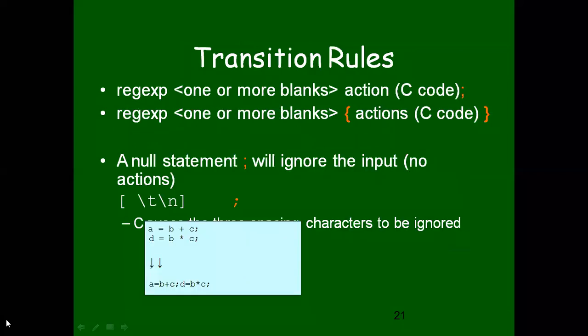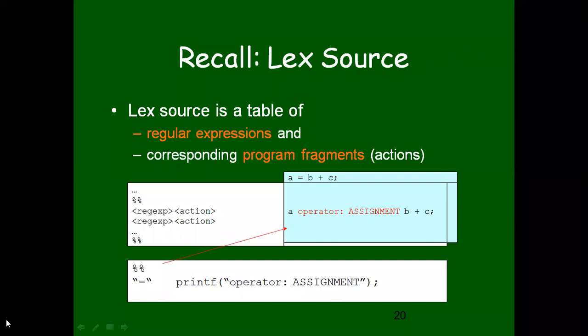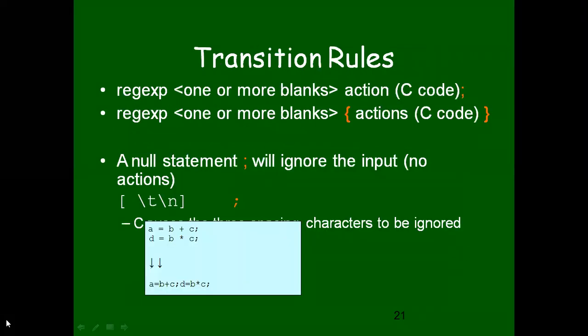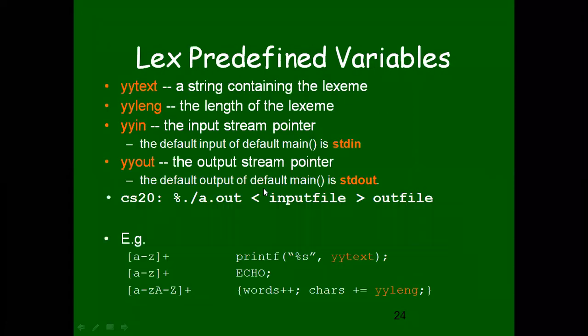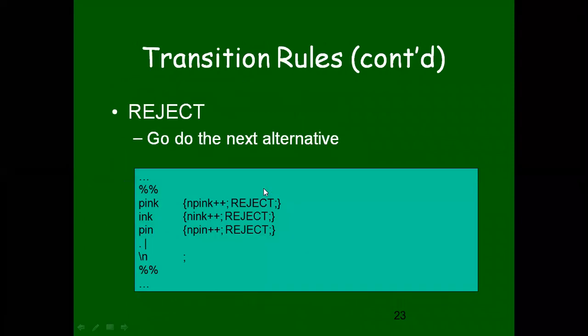These are the transition rules, which I already explained when covering the lex source and the transition rules. If you want to reject any rule, we can write an action like this. This rule is associated with an action, this one. Whatever we write in braces consists of the action associated with that particular rule.